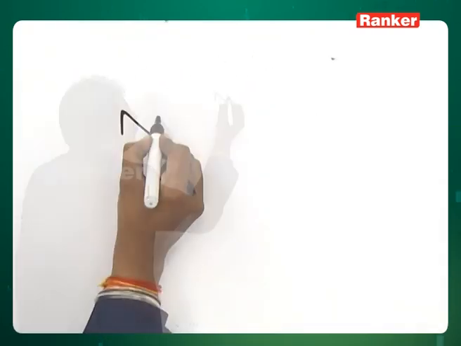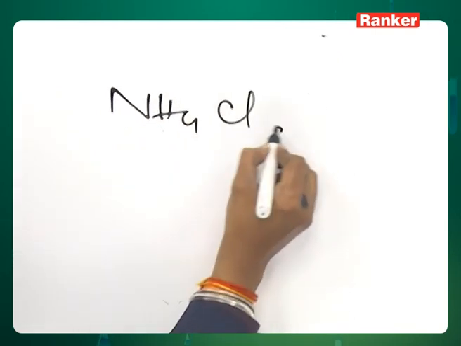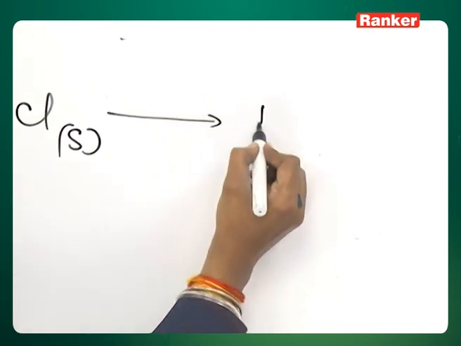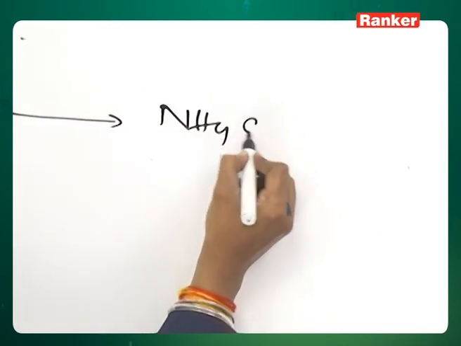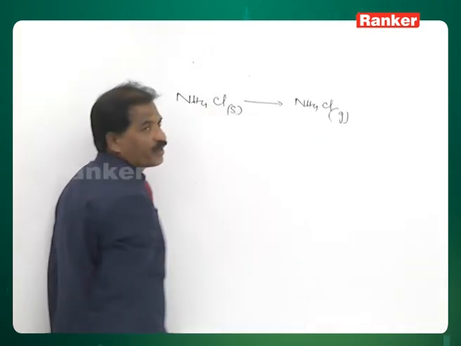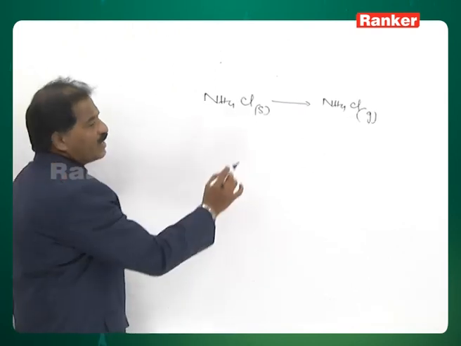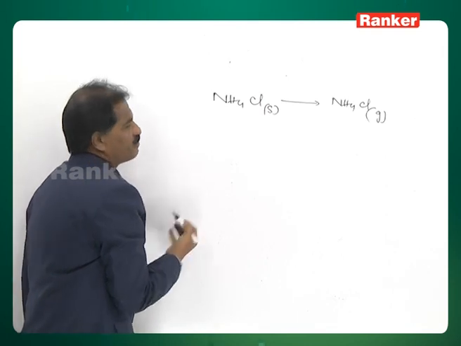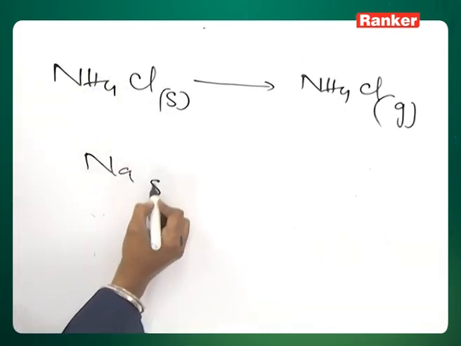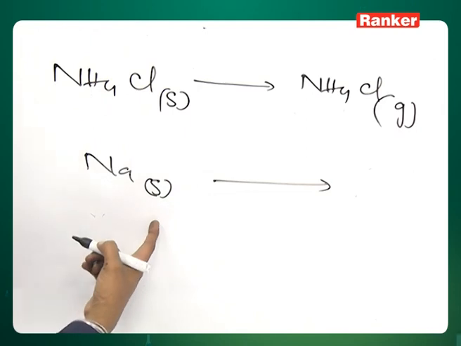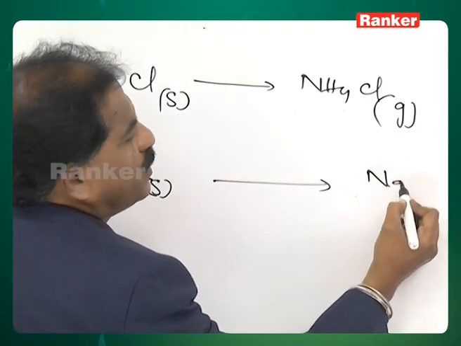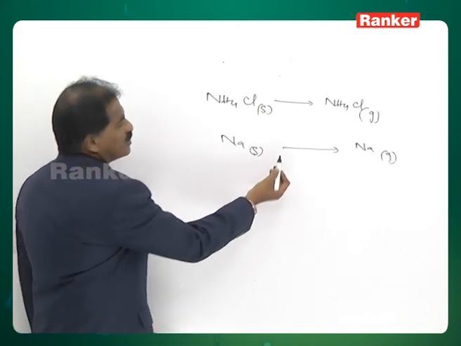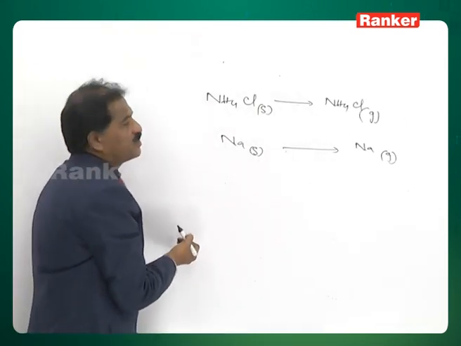Next one. Let us observe this change. Ammonium chloride, on supplying a small amount of heat energy, will go to the vapor state. Since it is directly converting from solid to gas state, it can be called the sublimation stage. Next, sodium. If you supply a small amount of heat energy, the sodium can directly go to the gas state. Therefore, here also sublimation is taking place.